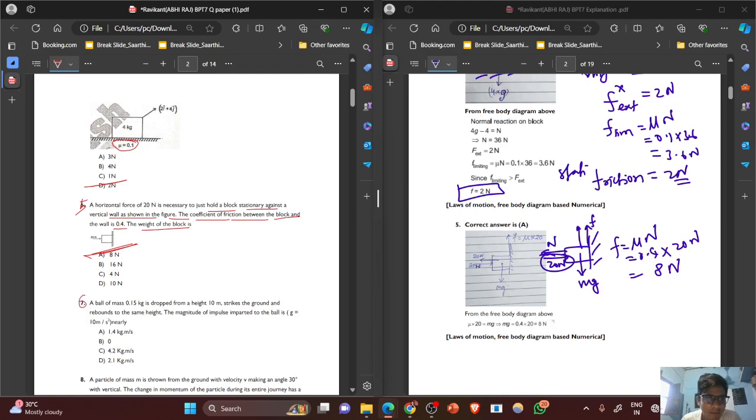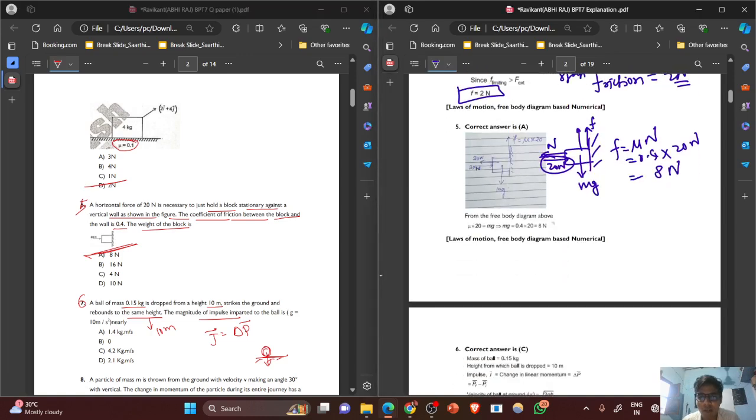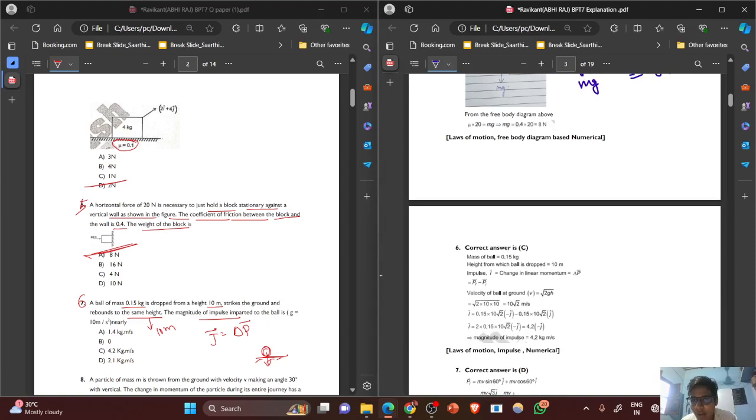Okay, now moving ahead. The mass of the ball is given, the drop height is given, it strikes the ground and rises to the same height, again 10 meters. The magnitude of impulse: you know, impulse is given by change in momentum. It's simple. You just need to calculate the velocity just before striking and then calculate the change in momentum. Now looking at the solution, the mass of the ball is given, the height from where it is dropped is given, and impulse is given by change in linear momentum.